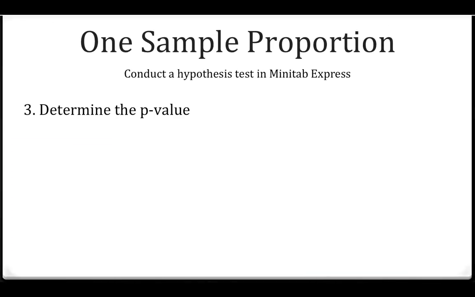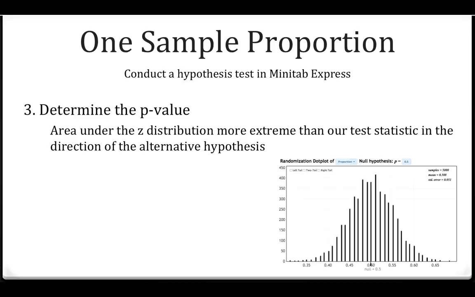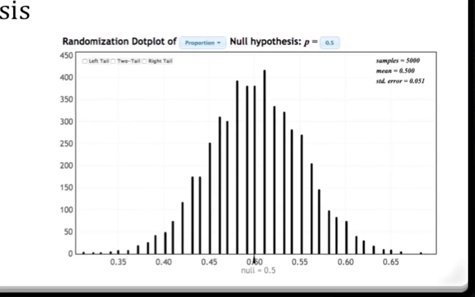Step 3, determine the p-value. The area under the z-distribution more extreme than our test statistic in the direction of the alternative hypothesis is our p-value. Again, we'll walk through an example of this here, and you'll see some more examples in the online notes. This is similar to what we saw when we conducted randomization tests. Remember, the p-value was the area on the randomization distribution that was more extreme than our observed test statistic.